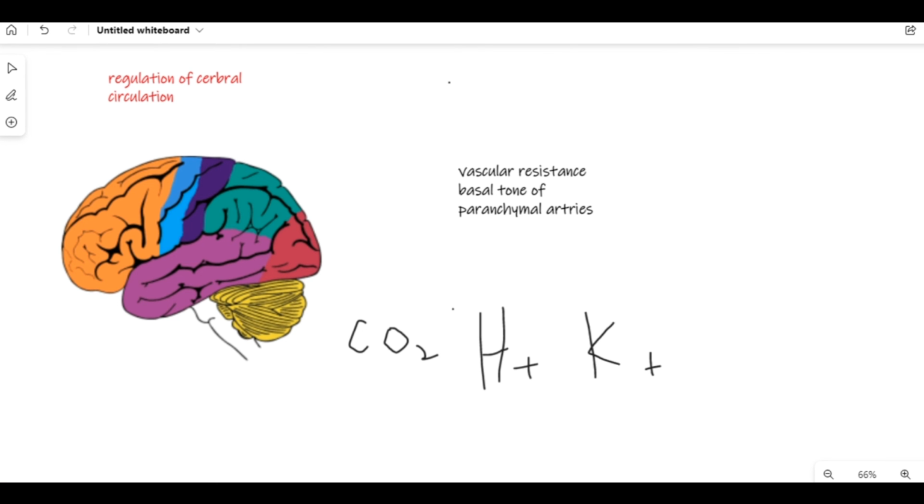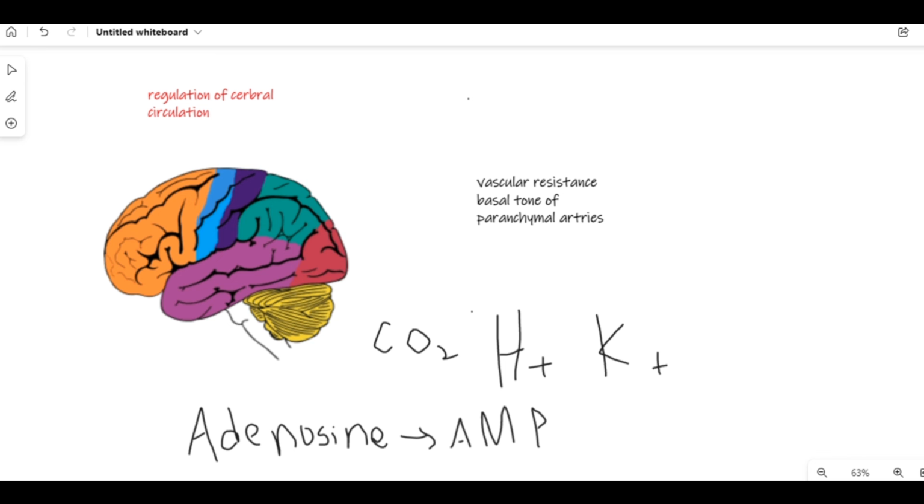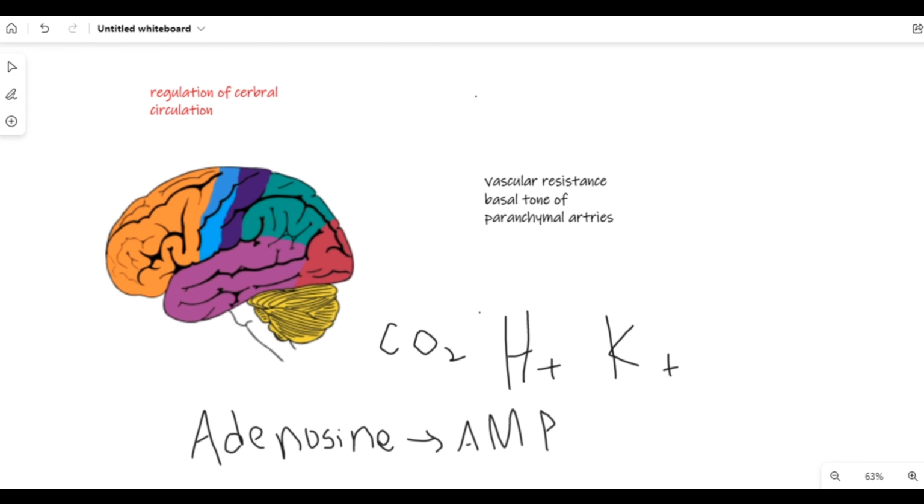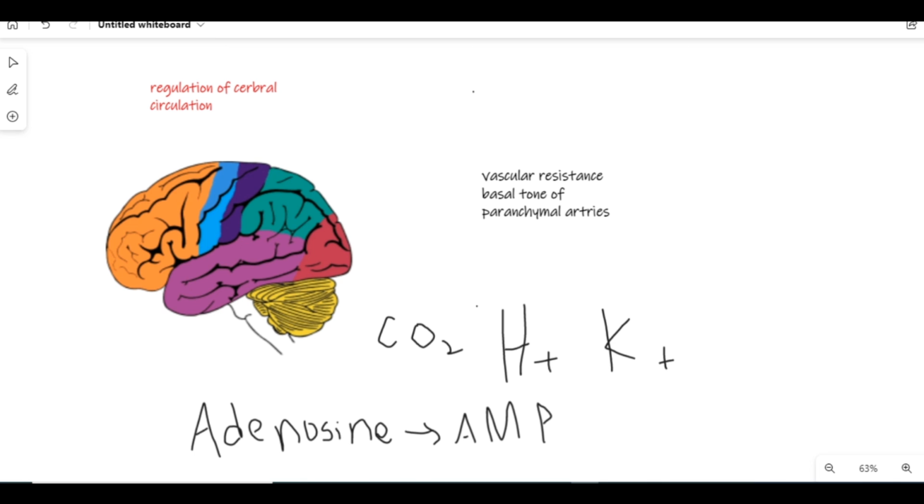Another substance, adenosine, also increases in the area where metabolic demand exceeds metabolic supply. Adenosine monophosphate is also a vasodilator. That's how the cerebral circulation is regulated by local metabolites rather than the sympathetic system, so that blood is only supplied to the area much needed rather than increasing blood supply to the whole brain, because neurons are very sensitive to very minute changes in blood and oxygen.